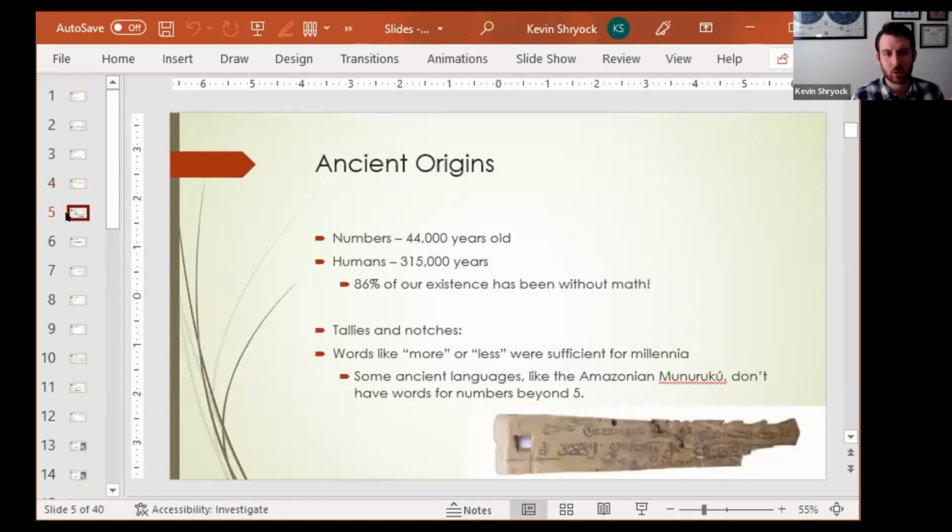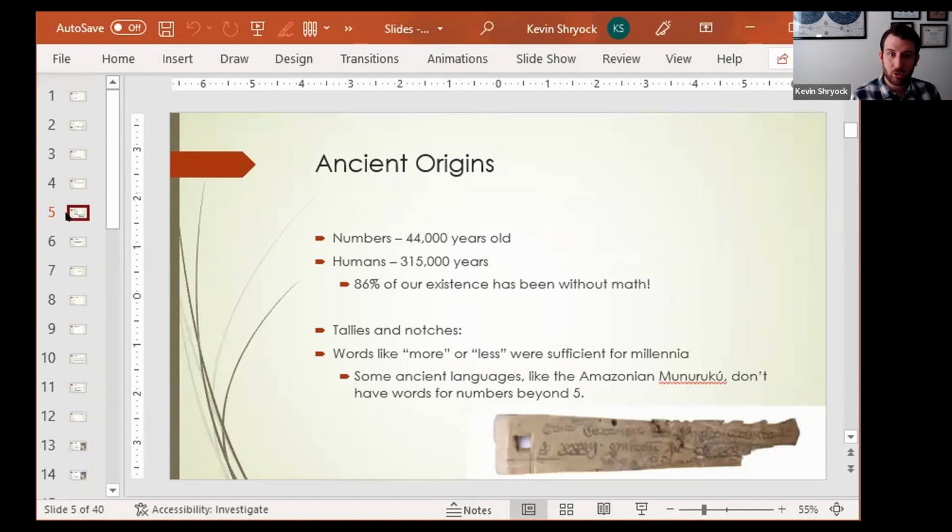It comes from some ancient origins. Now, you might think that numbers are a given. They're absolutely not a given. Humans are about 315,000 years old. That means you go 315,000 years in the past and you look at somebody, they're going to look pretty much like we look today. Numbers are only about 44,000 years old. That means that most of humanity has existed without numbers and has existed, therefore, without math.